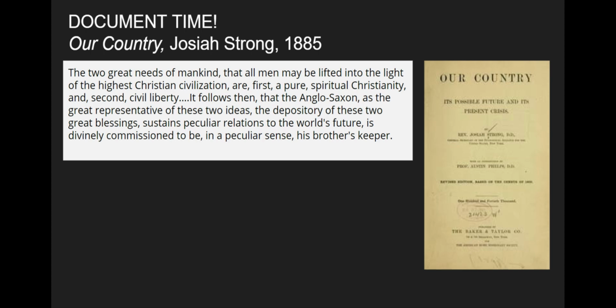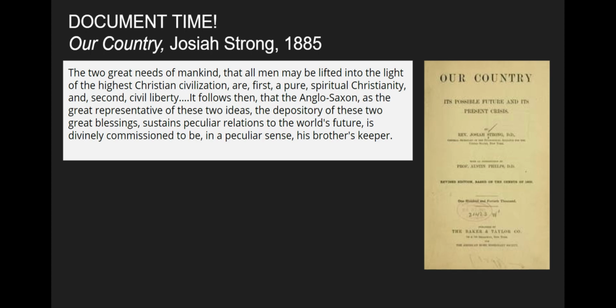So you might look at that and be like, what? Anglo-Saxons, those are people from usually like a British background. So he's talking about like pure white people. And they have been given these two huge blessings that everybody needs, the two great needs of mankind. They need Christianity, and not just Christianity, but Christian civilization. So our values, our culture, and civil liberty, meaning our democratic values.